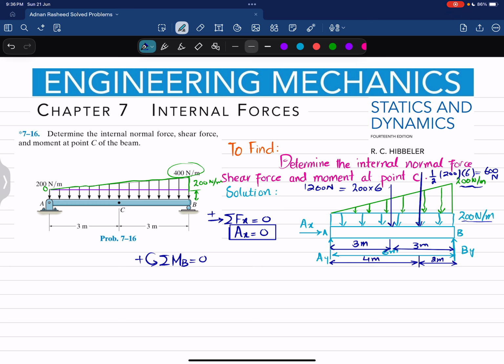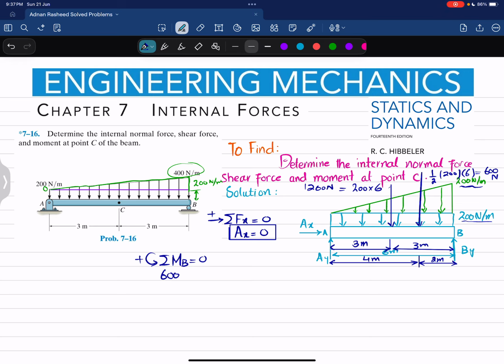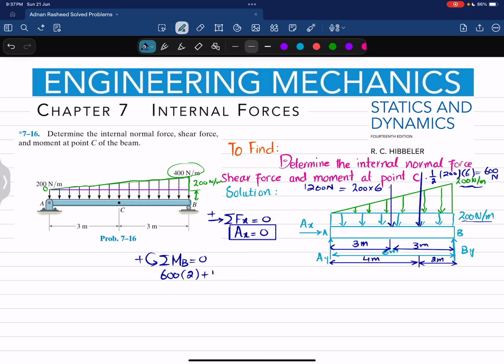Now we'll apply this equation. You can see the first force which is producing moment about point B is this force, which is 600 Newton, and the perpendicular distance is 2 meter, and it is producing counterclockwise moment, so it will be taken as positive. So I can write 600 multiplied by 2. The second force that is producing moment is this force, which is 1200 Newton, and the perpendicular distance is 3 meter, and it is also producing counterclockwise moment, so it will also be positive. So I can write plus 1200 multiplied by 3.